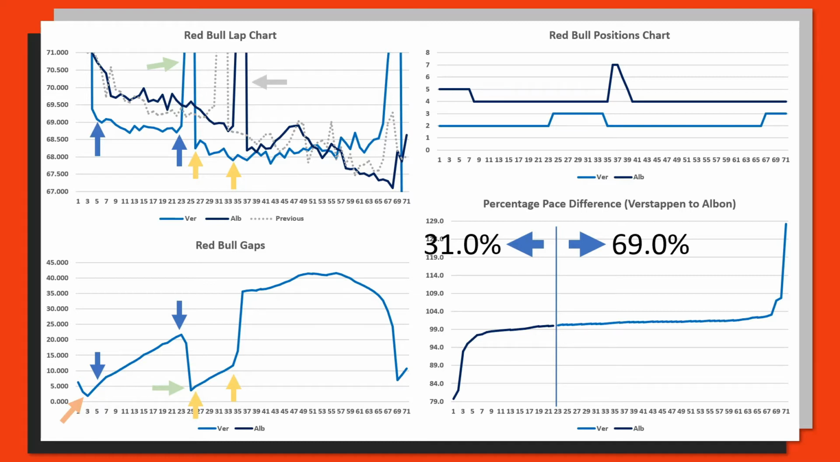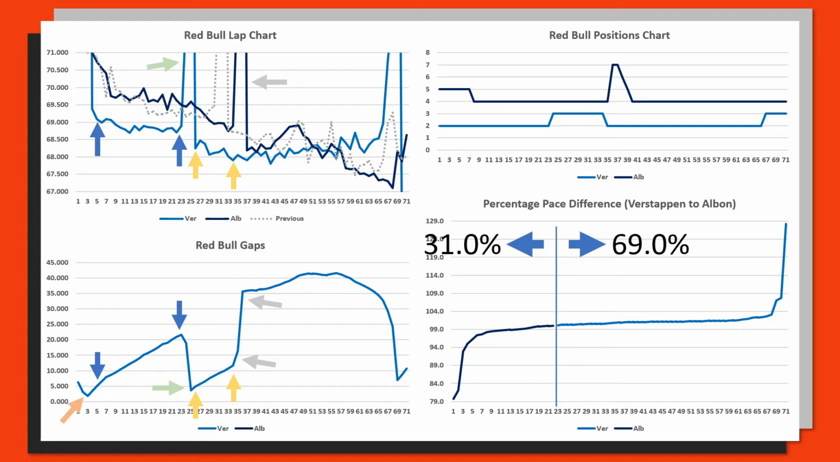Alex Albon was the next driver to come into the pits, and that is then shown in the steep increase in the gap all the way back to about 35 seconds. So again, Max Verstappen took full advantage of the undercut and was able to extend his 20-second gap before the pit stops to a 35-second gap after the pit stops.